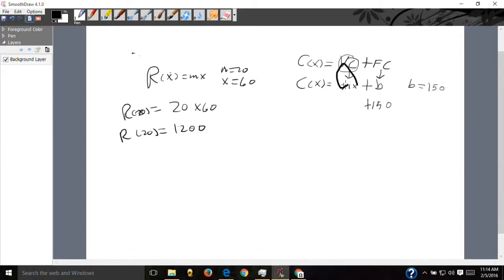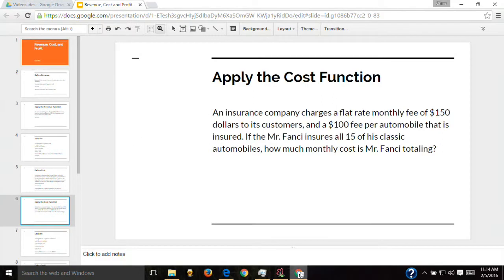So let's go ahead and go back to the board, okay? And it says $100 fee per automobile. Therefore, this is going to be my variable cost because it's saying for however many automobiles he insures, there's $100 tacked on, all right? And what is my quantity that he insured? It looks like 15. He insured 15 of his classic automobiles.